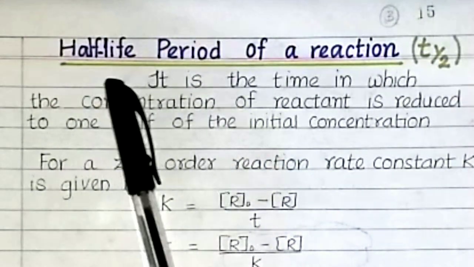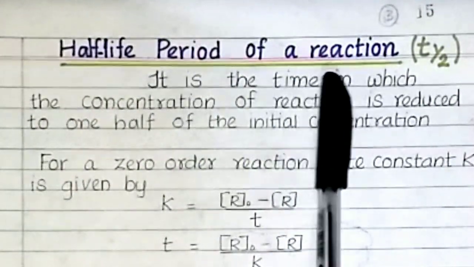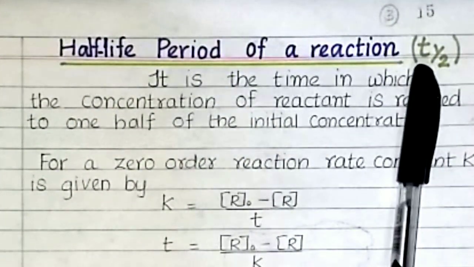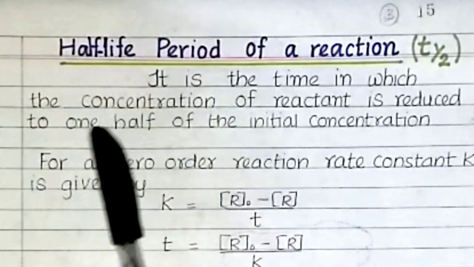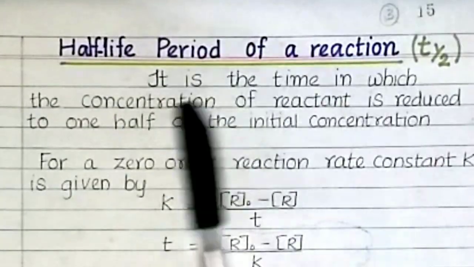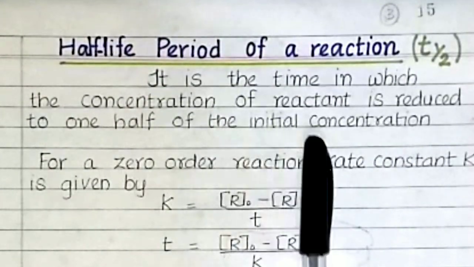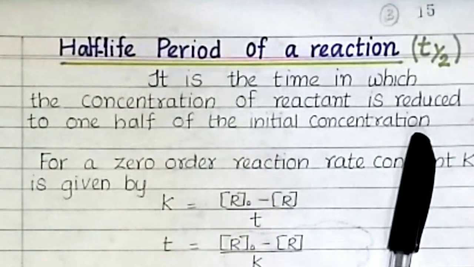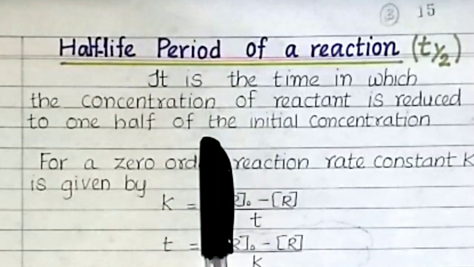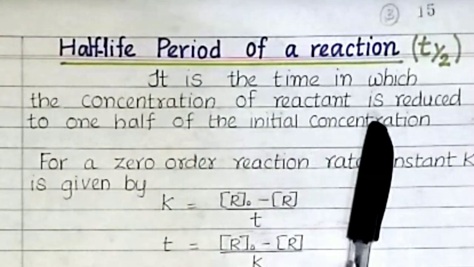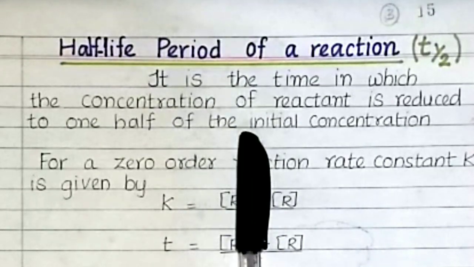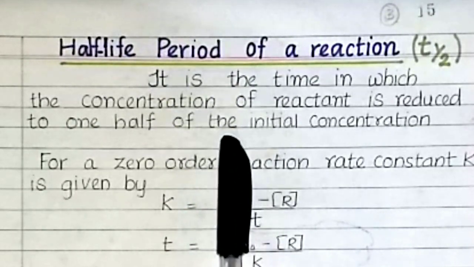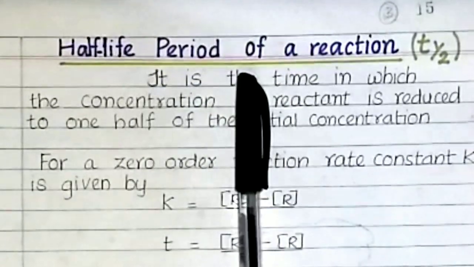Next our portion is the half-life period of a reaction, denoted by the symbol t half. It is the time in which the concentration of the reactant is reduced to 1/2 of the initial concentration. That is, the time taken to reduce half of the initial concentration of the reactant. For example, if 10 gram of reactant is taken, then it becomes 5 gram, that time is the half-life period.